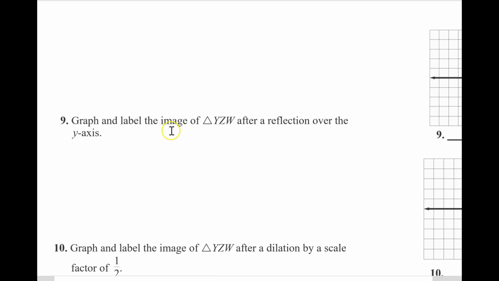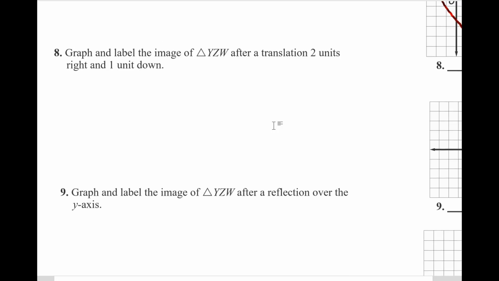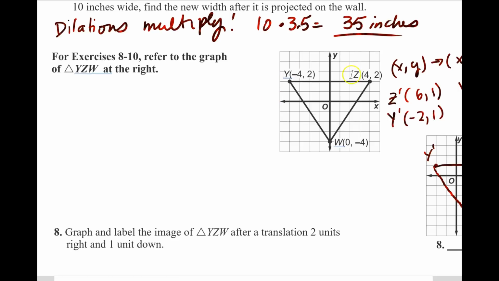All right, graph and label the image of triangle YZW after reflection over the y-axis. So if I'm reflecting you over the y-axis, and this is where people get confused, there's already something over here. Z is flipping over here. Y is flipping over here. And notice that W is on the y-axis. Can it flip anywhere? No. If you're on it, you can't flip anywhere.